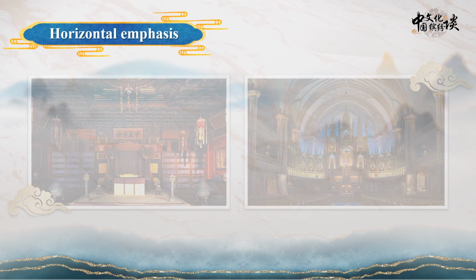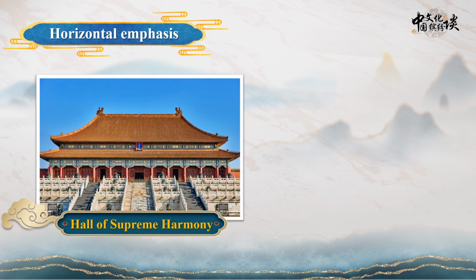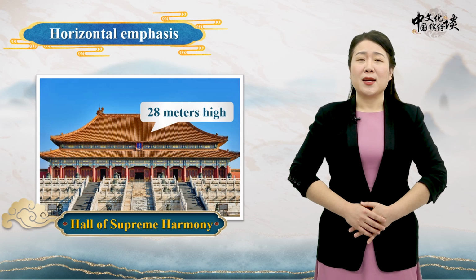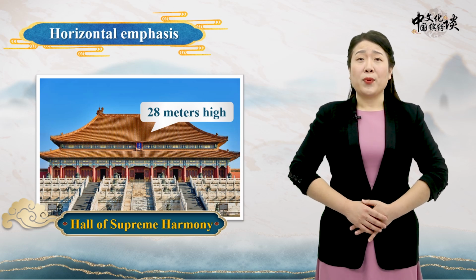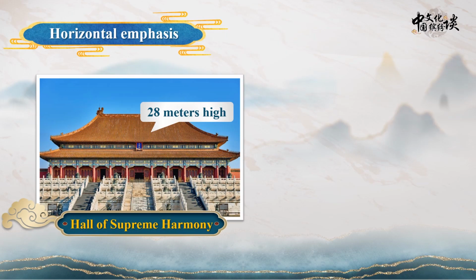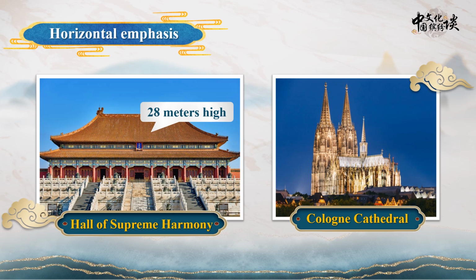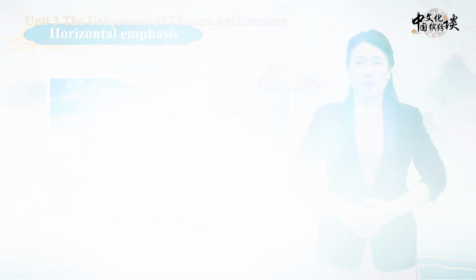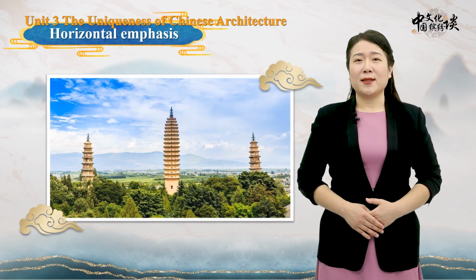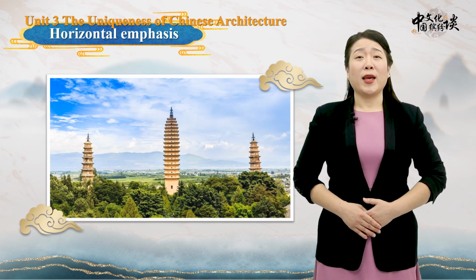For example, the most important building in the Forbidden City, Hall of Supreme Harmony, is only 28 meters high. But the external appearances suggest the all-embracing nature of imperial China. Compared to the Cologne Cathedral in Germany, which is more than 150 meters high. Of course, there are exceptions in China, for example, pagodas, which tend to be tall enough.